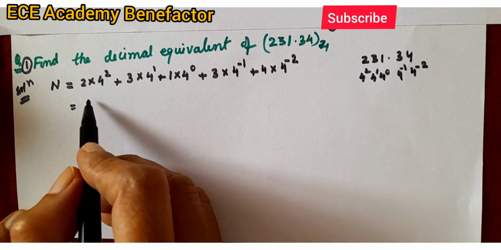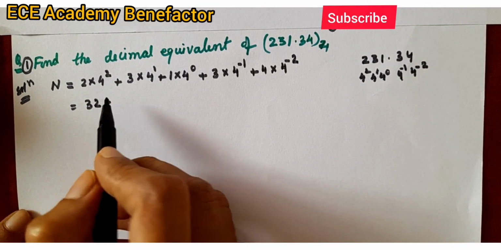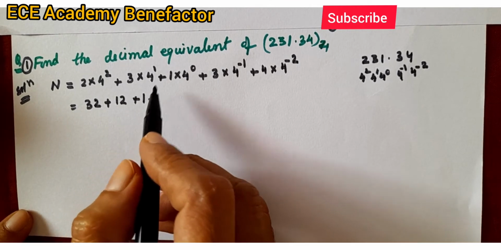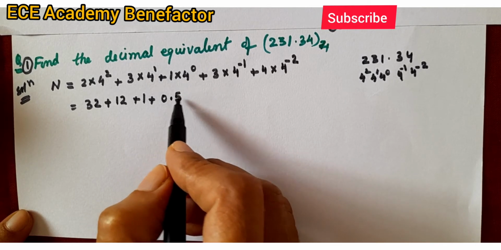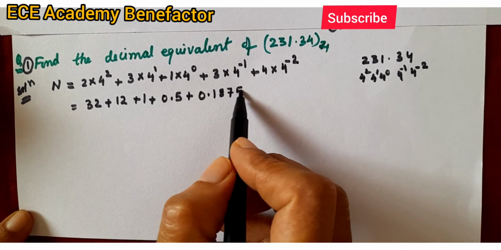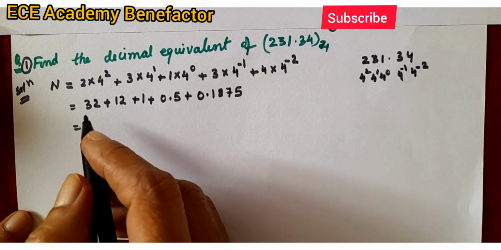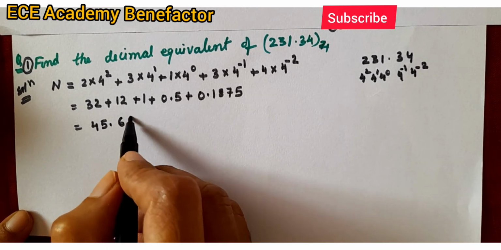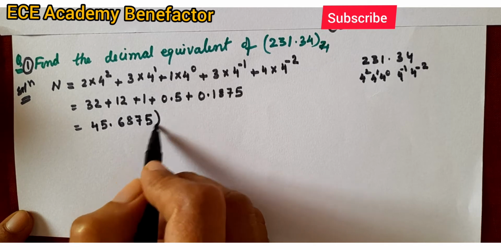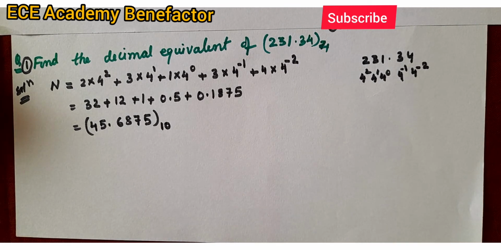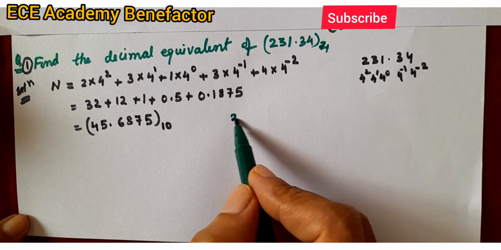So, it will come 32 plus 12 plus 1 plus 0.5 plus 0.1875. After simplifying, it will be coming as 45.6875 in decimal. So, in this way we can convert a given number of base 4.